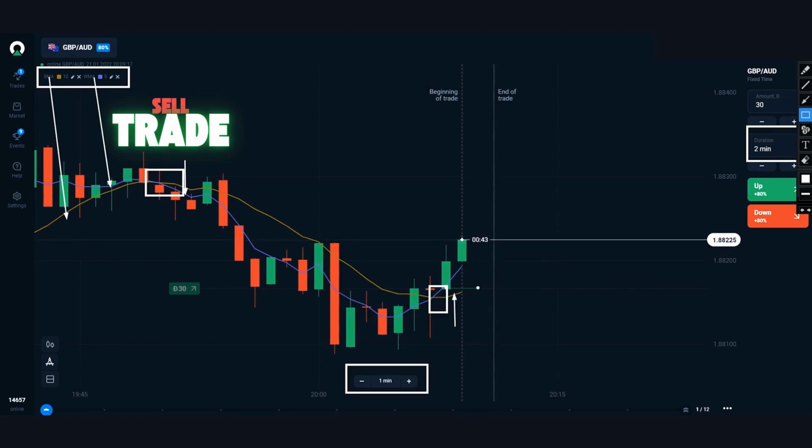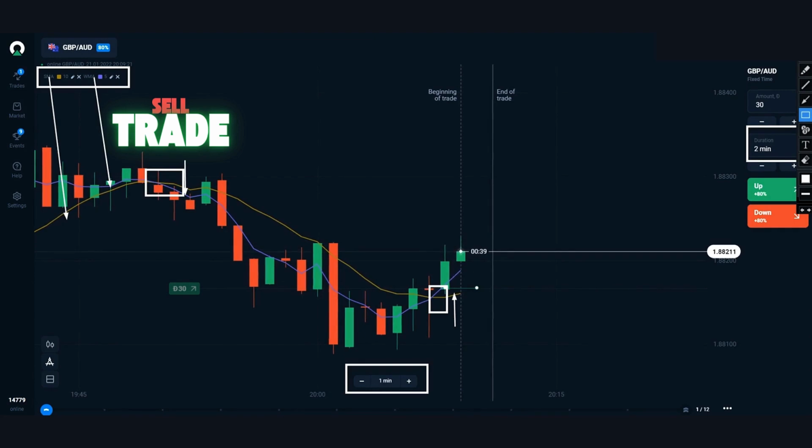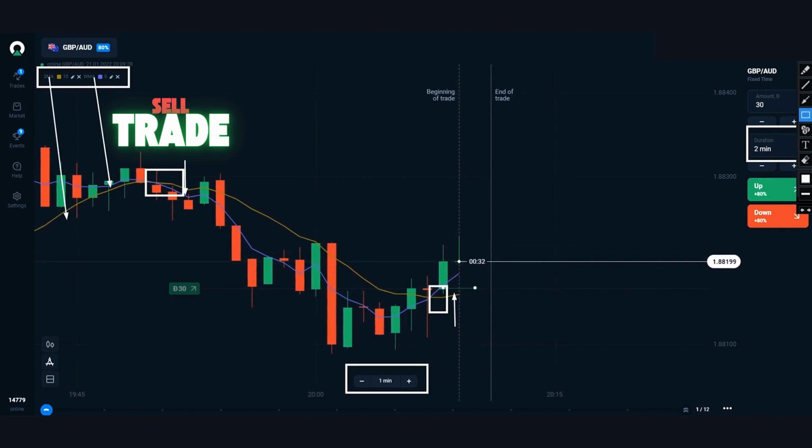Before using this strategy in a real account, practice on a demo account first. This will help you understand how it works and gain confidence before investing real money. Check the description box for more details and indicator settings.